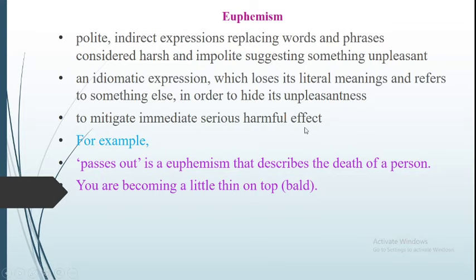For example, if the father of your friend has died, and if you want to tell him that your father has died, it might cause serious or harmful effect on him. That is why we say, okay, your father is very ill, so you should come home as early as possible. So passes out is a euphemism that describes the death of a person. You are becoming a little thin on top. That is a bald head. So without saying you are bald, you say that you are becoming a little thin on top. So it is an indirect expression to mitigate immediate serious and harmful effect.